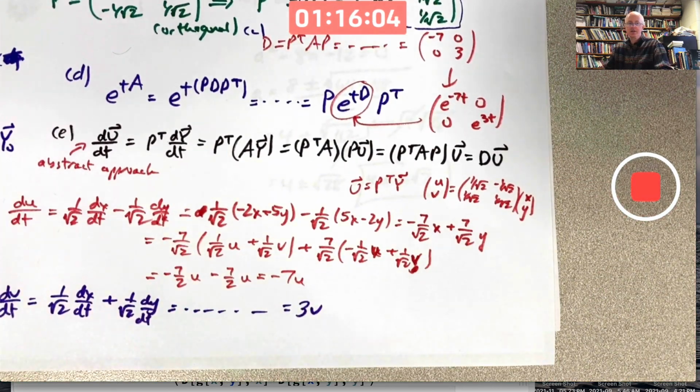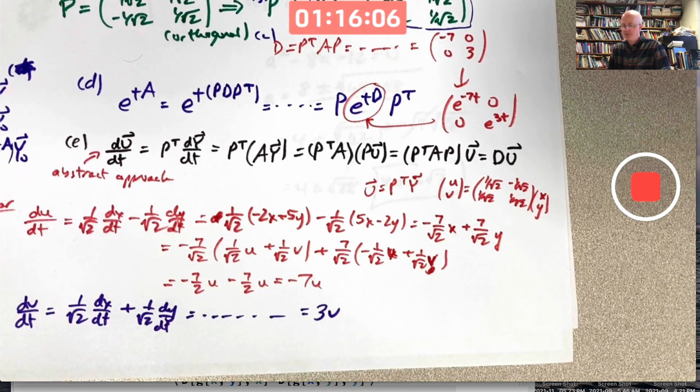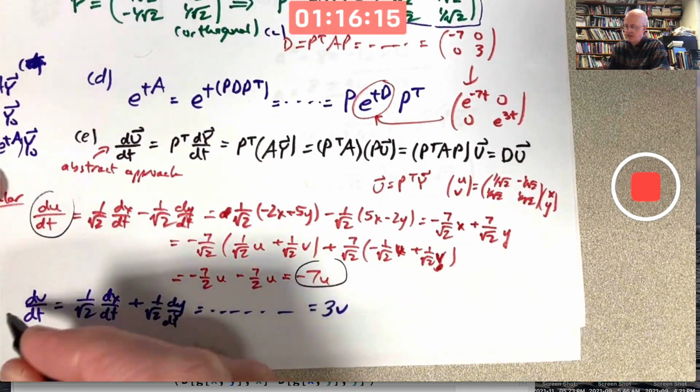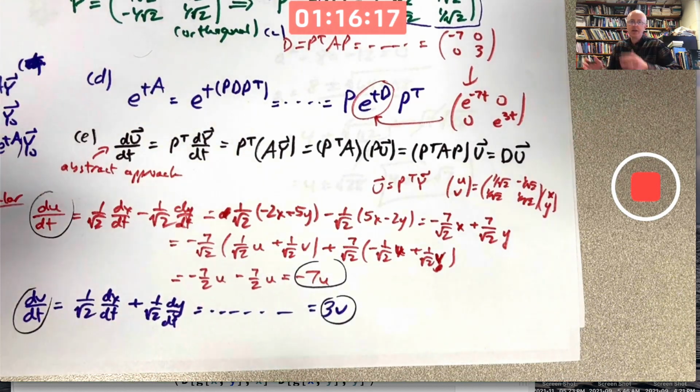So the original linear system, when it's diagonalized with a new change of variables, becomes a diagonal system that's completely decoupled. du dt equals negative 7u and dv dt equals positive 3v. Very easy to solve, either in terms of matrix exponential or just by guessing.